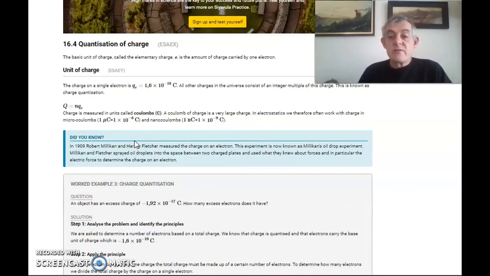So if you're given the total charge of something, if you divide it by the charge of a single electron, you will be able to work out how many electrons have been transferred to that object or removed from that object if the object is positively charged.